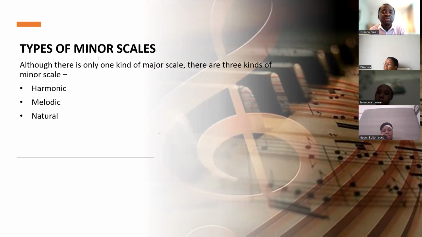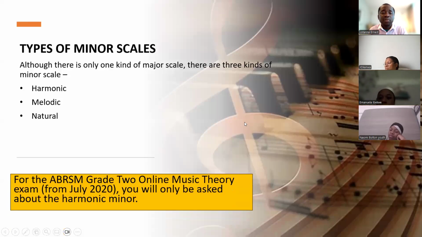Now there are different types of minor scales, right? You have the harmonic minor, the melodic minor, and the natural. Okay, and I'm going to explain this in a bit. Now, for the purpose of your exams, and given that you'll be writing online music theory exams, you'll be examined only on harmonic minor. But it's good for you to also know the other types of minor, all right?